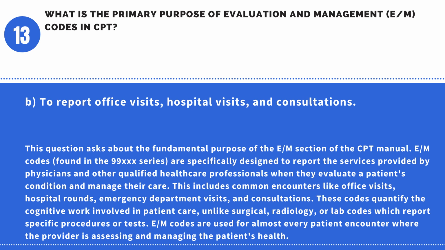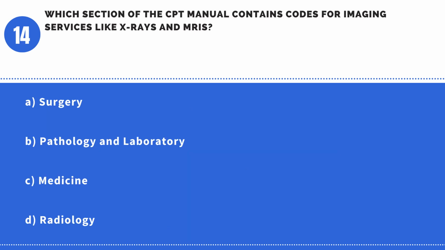These codes quantify the cognitive work involved in patient care, unlike surgical, radiology, or lab codes which report specific procedures or tests. E/M codes are used for almost every patient encounter where the provider is assessing and managing the patient's health. Question 14. Which section of the CPT manual contains codes for imaging services like X-rays and MRIs? A. Surgery. B. Pathology and laboratory. C. Medicine. D. Radiology.